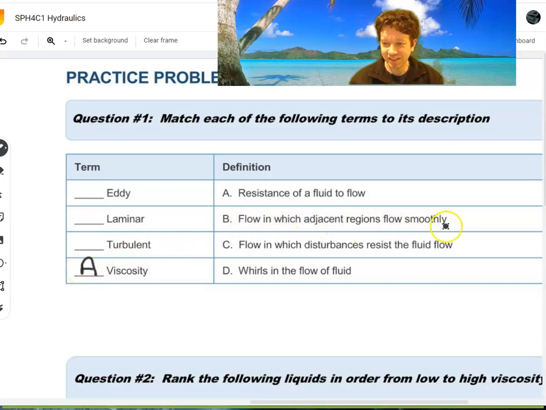Flow in which adjacent regions flow smoothly. So type in the chat, do you think it's eddies, laminar flow, or turbulent flow? Okay, if you have adjacent layers flowing smoothly over one another, we call that laminar flow. What happens when those layers cause disturbances and resist the fluid flow? That's our turbulent flow. And eddies, process of elimination, those are the whirls in the flow of fluid.